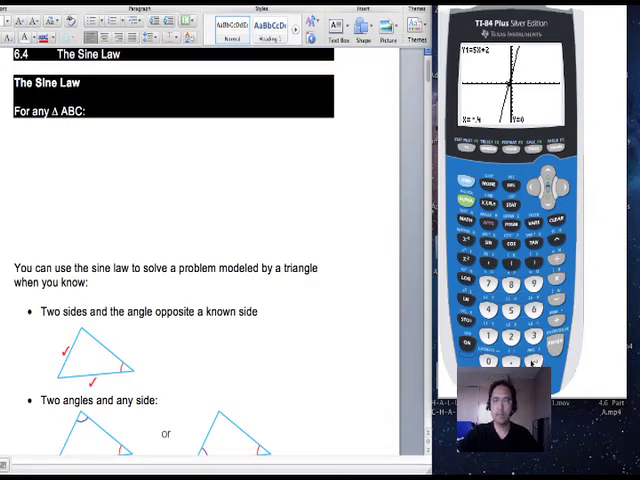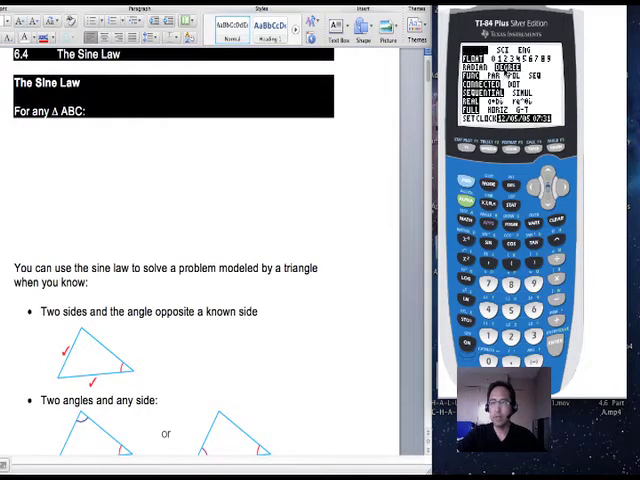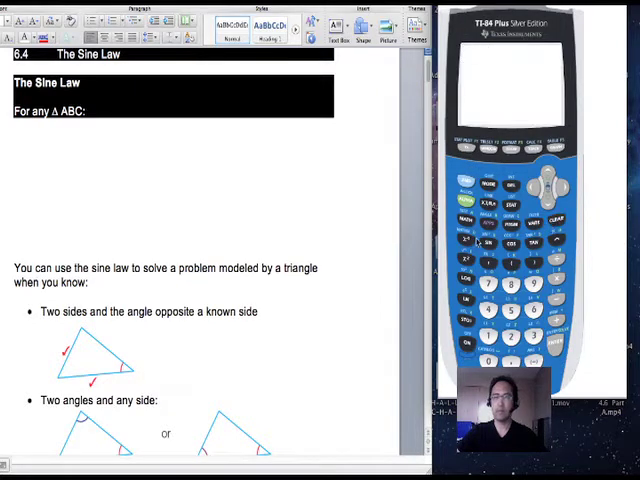Okay, second last lesson in our trigonometry unit, the sine law. Now, before we start the lesson, I just want to always remind you to go to your calculator, hit mode, and please make sure that your calculator is set on degrees. Otherwise, this is going to be a very frustrating unit for you.